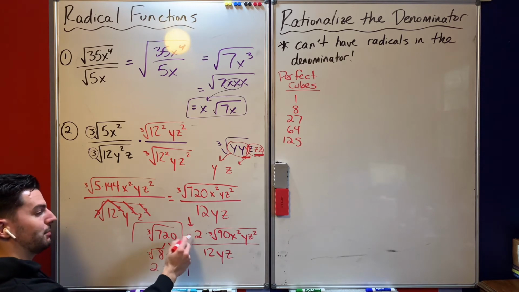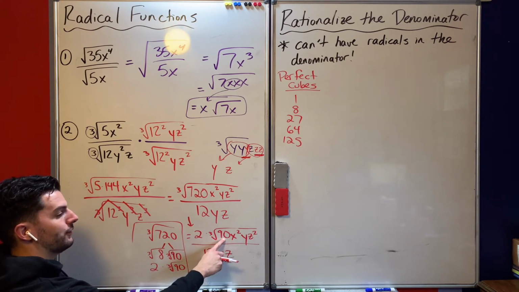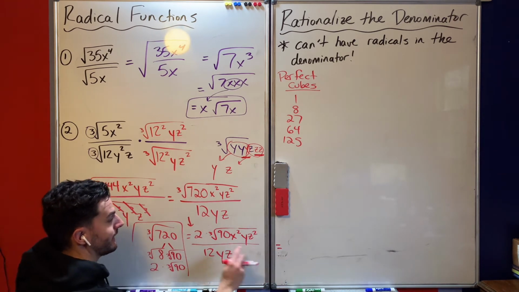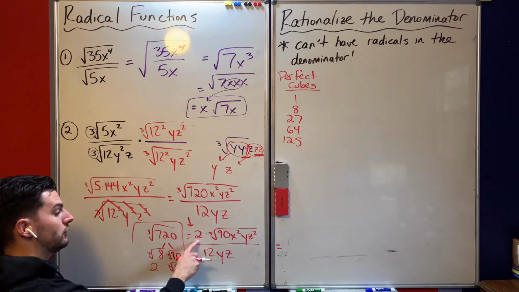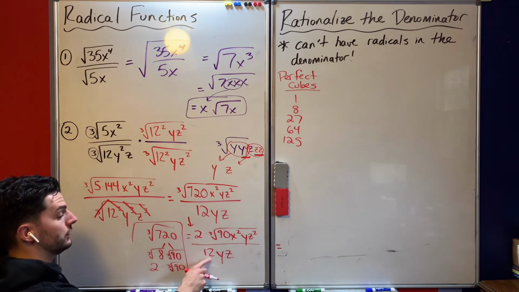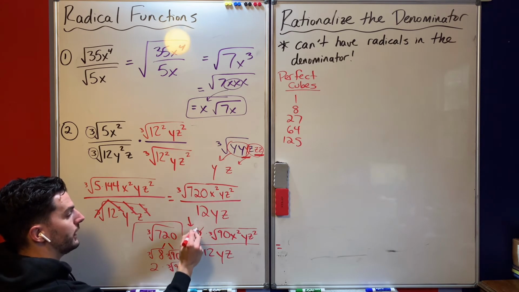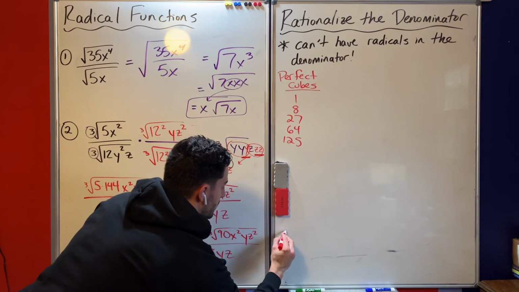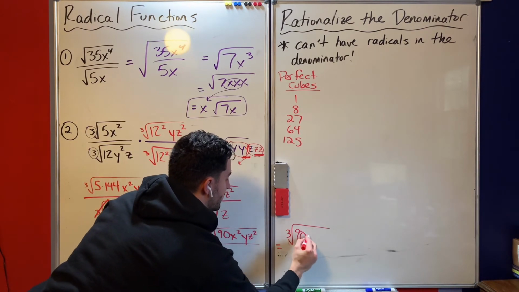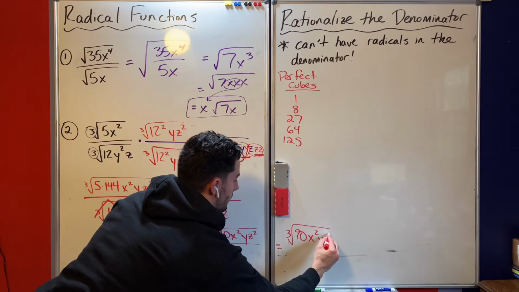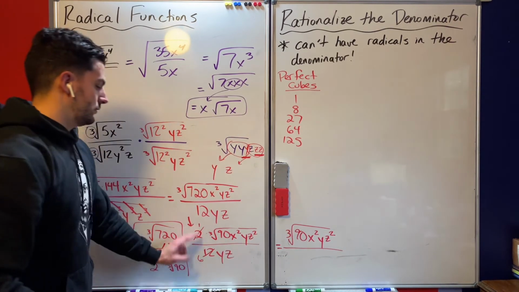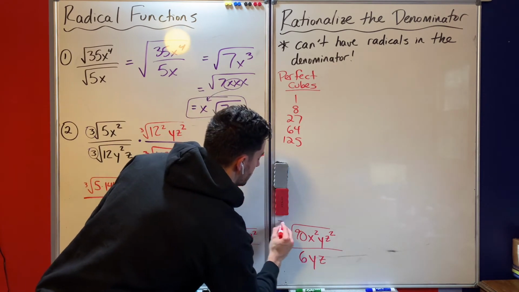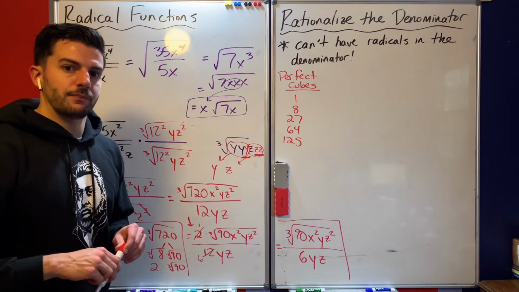You might notice that because I pulled out this 2, again, I can't simplify a number that's in a radical with a number that's outside the radical. So I can't reduce this 90 with this 12, but this 2 is outside of the radical now, and this 12 is here. So I can divide both of these by 2. My final answer is going to be the cube root of 90 x squared y z squared over, again, dividing both of these by 2, 6yz, okay. And that is my final answer.